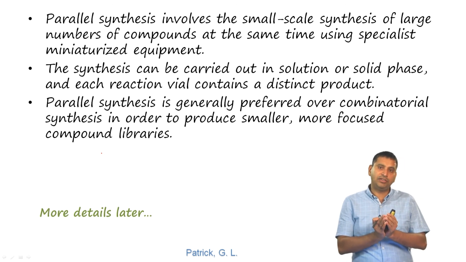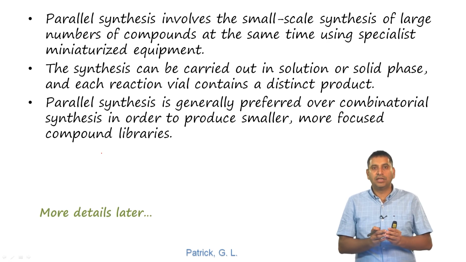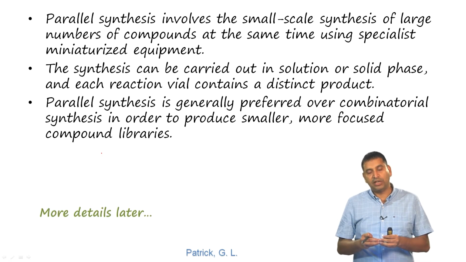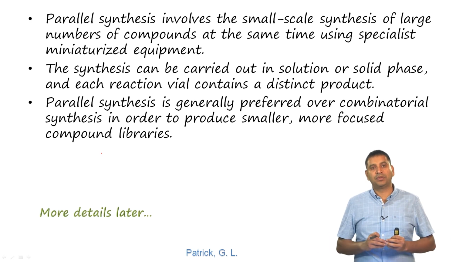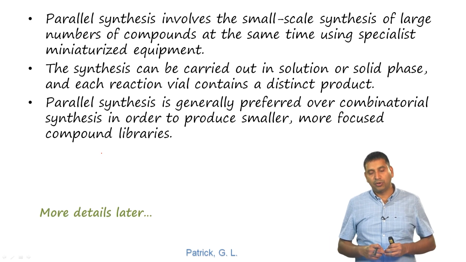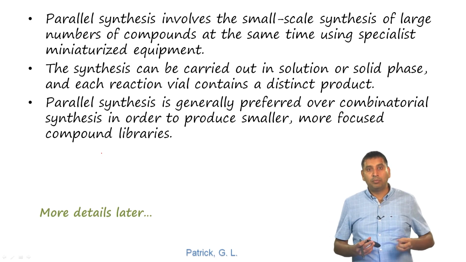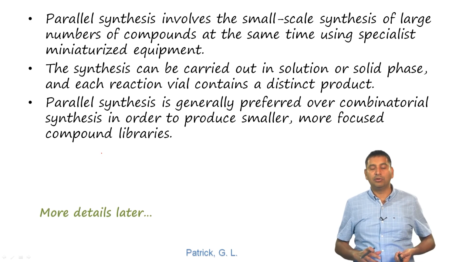Parallel synthesis is basically an extremely small scale synthesis of large numbers of compounds. Instead of using large scale equipment, we use small scale equipment and miniaturize it, and then we synthesize a number of molecules. But these are synthesized as pure molecules, and they can be done either in solution phase or in solid phase. Each reaction vial contains a distinct product. Parallel synthesis is generally preferred over combinatorial synthesis in order to produce smaller, more focused compound libraries.